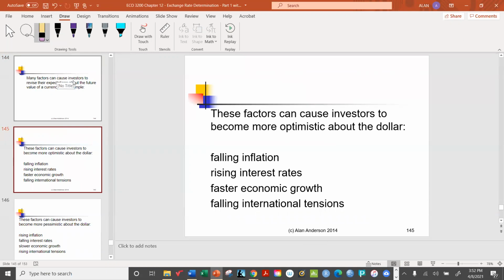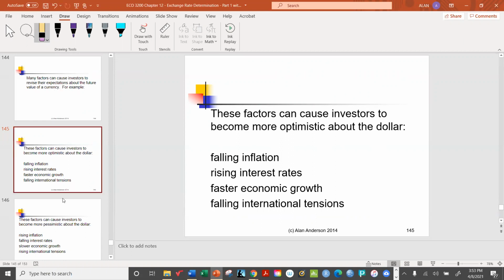So what could happen to make us have a better outlook on the dollar? How about things like these? Falling inflation, rising interest rates, faster economic growth, falling international tensions. Any of these could cause us to think the dollar will get stronger. And, you know, let's face it, our opinions can change very quickly. And this is one reason why currencies are so volatile.